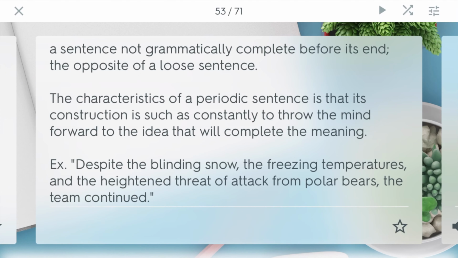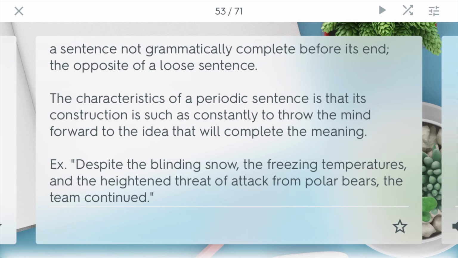A periodic sentence is a sentence not grammatically complete before the end. It's the opposite of a loose sentence. The characteristic of a periodic sentence is that its construction is used constantly to throw the mind forward to the idea that will complete the meaning. It draws the reader in to the end.